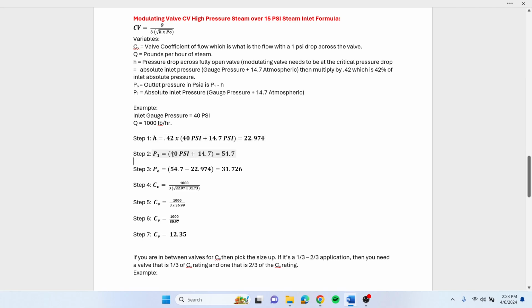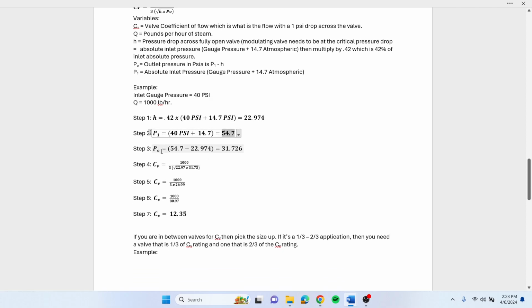It's basically the same thing you're doing with P1. This section right here, you're just taking the 40 psi plus 14.7, so that's where you end up with this 54.7. Up here, we would have taken that 54.7 times 0.42 to end up with that 22.974. PO, so your outlet pressure, is going to be the absolute inlet minus your pressure drop. So the 54.7 minus 22.974 is 31.726. So you go down through this formula, and now you need a CV rating of 12.35.